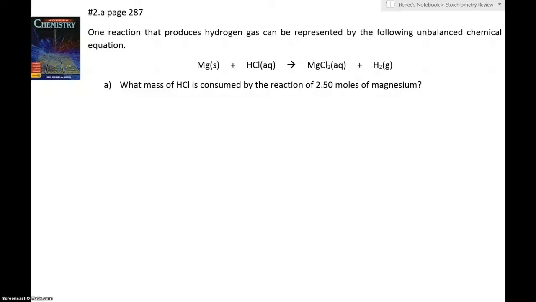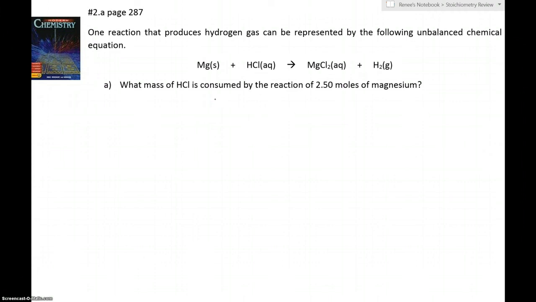Hello, this is Renee Robinson, and I'm about to teach you how to do a moles to grams stoichiometry problem from the Modern Chemistry book you see in the top left-hand corner, number 2A on page 287. The problem reads: one reaction that produces hydrogen gas can be represented by the following unbalanced chemical reaction. What mass of hydrochloric acid is consumed by the reaction if 2.5 moles of magnesium?